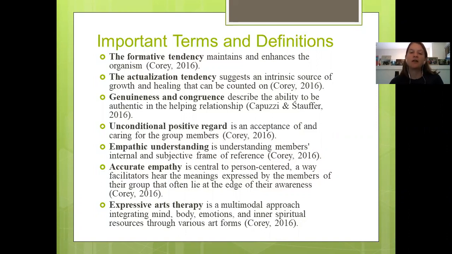Unconditional positive regard is an acceptance of and caring for group members. Empathic understanding is understanding members' internal and subjective frame of reference. Accurate empathy is central to person-centered theory. It is a way facilitators hear the meanings expressed by the members of the group that often lie at the edge of their awareness. Expressive art therapy is a multi-modal approach integrating mind, body, emotions, and inner spiritual resources through various art forms.